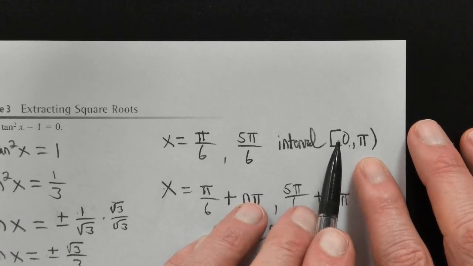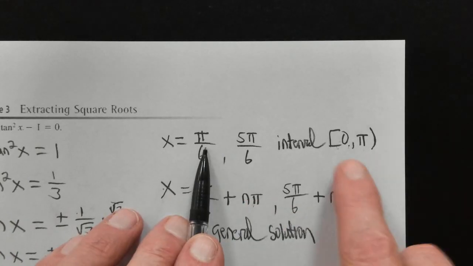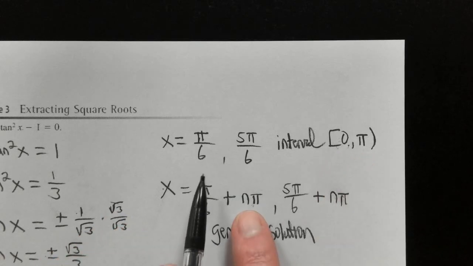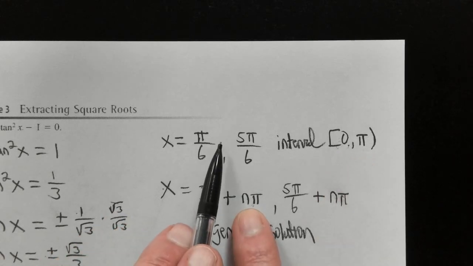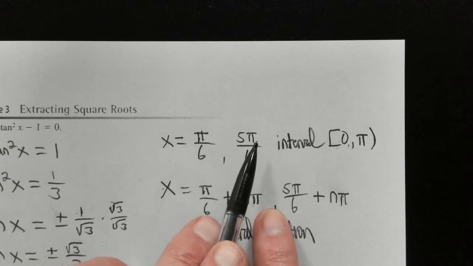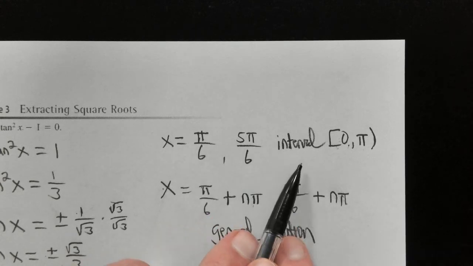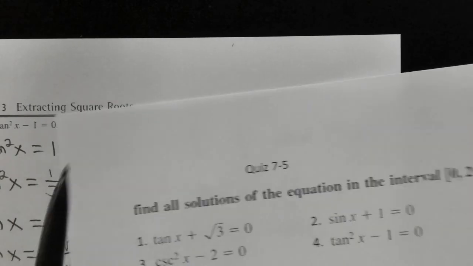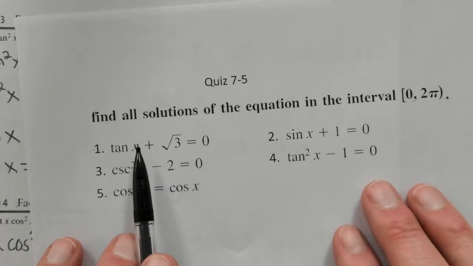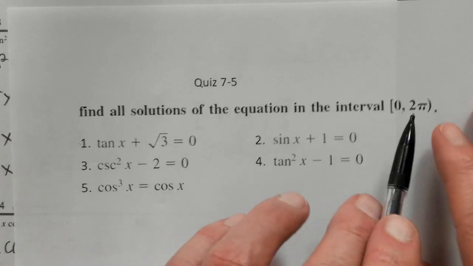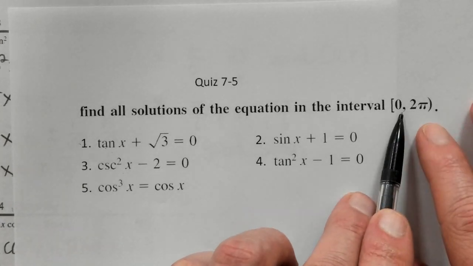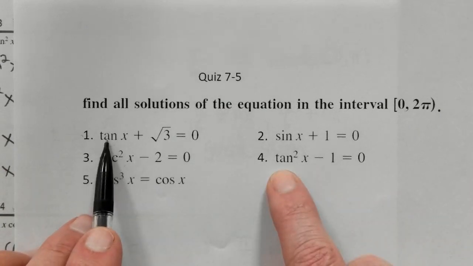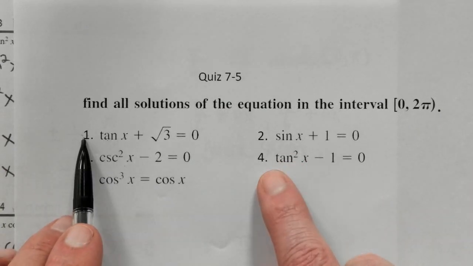These are the solutions from 0 to pi, but if it had said write all the solutions from 0 to 2 pi, I would have to add pi to this one and add pi to this one to get the other 2 solutions. So that's what you're going to have to check for when you do number 1 and number 4 on your quiz, because the interval that the directions ask you for does not match the period for the tangent function in number 1 and number 4.